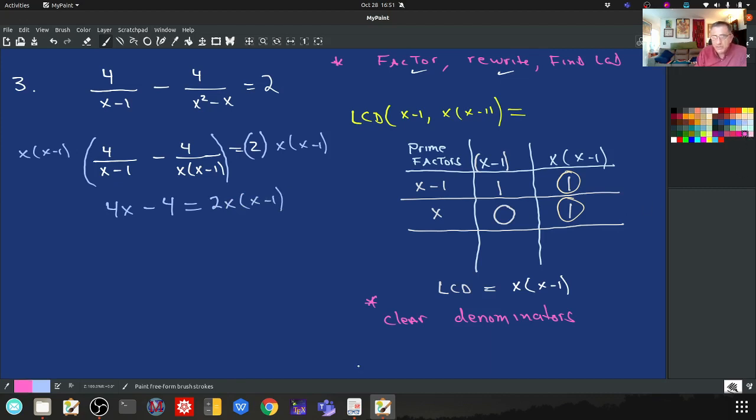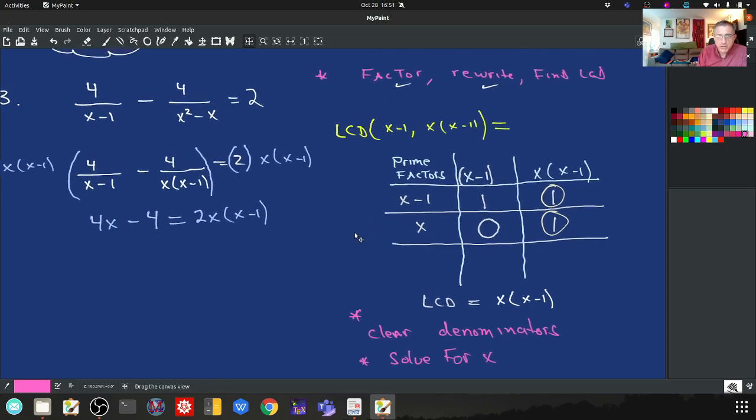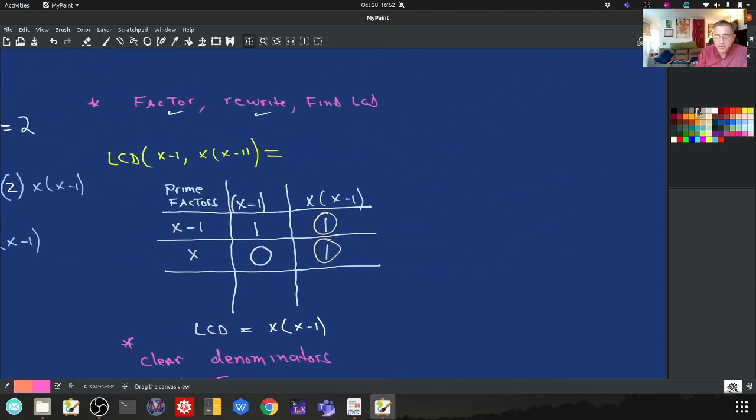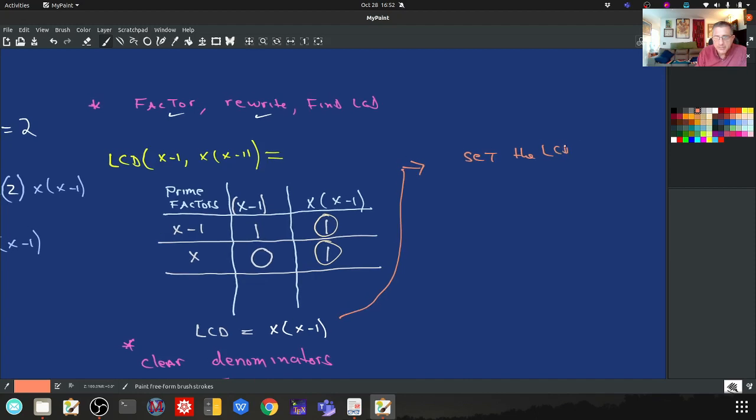And then I tell you to solve for x. But I'm going to pause right now because I just remembered I tell you this is the point. After you find the LCD, I ask you to set the LCD equal to 0 and find values of x which must be excluded.